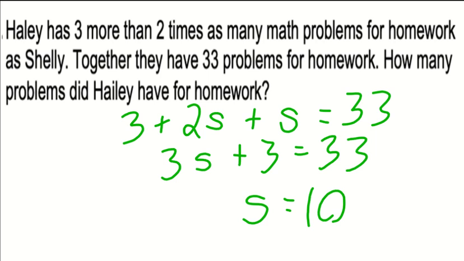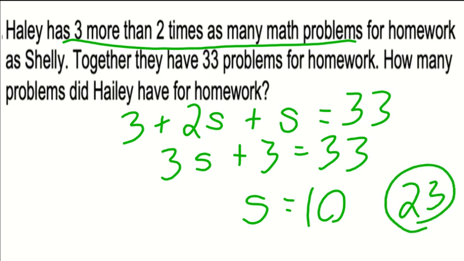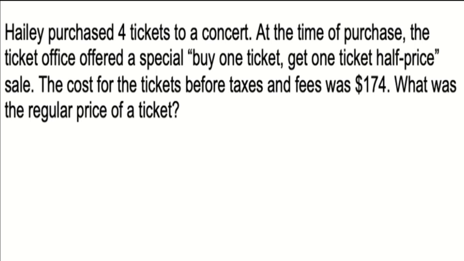That means Shelly would have 10. Well, we don't need Shelly. We need Haley. So 3 more than 2 times. So we go times 2. That's 20. 3 more makes 23. So Haley, both with and without the I, has 23 problems. Okay? Any questions on that one? Kind of like these kind of problems where you don't have to do the equation, but the equation, you can kind of work your way through it mathematically.